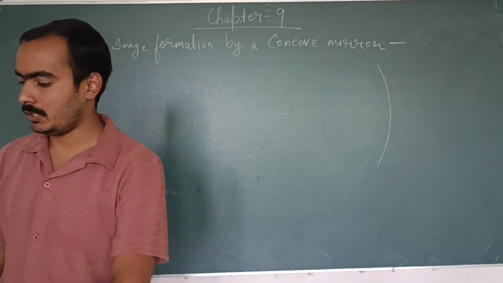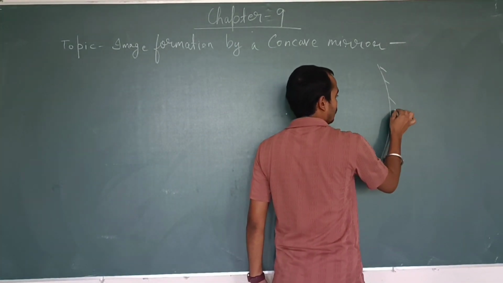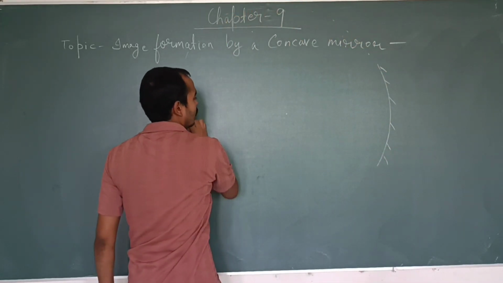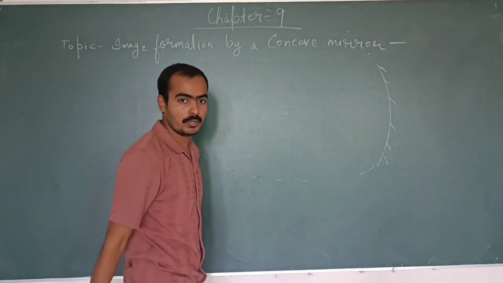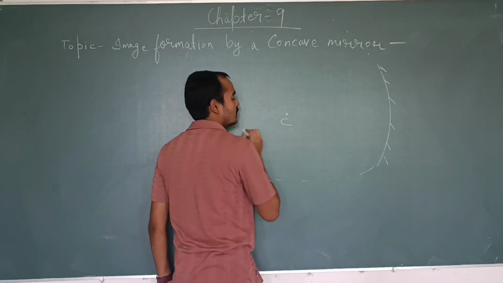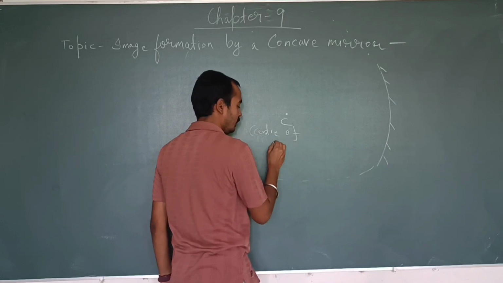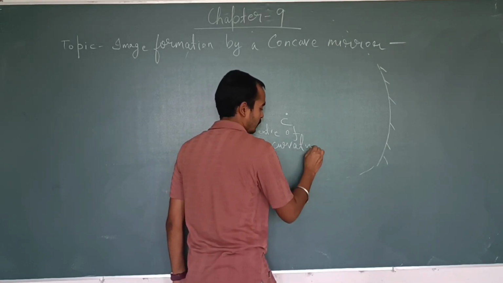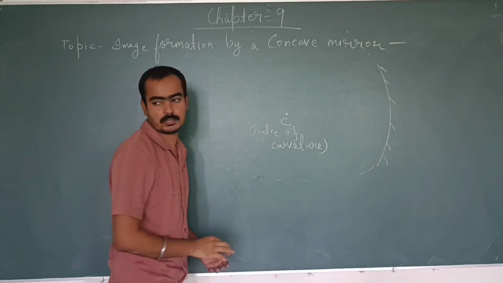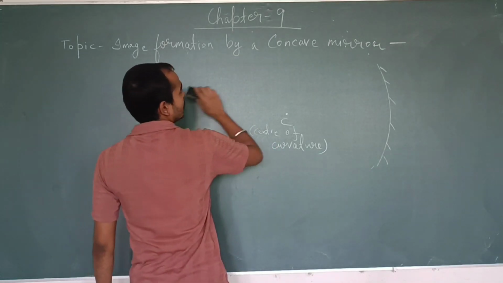Now, as I explained about the concave mirror, a concave mirror is a part of a sphere. So that sphere would have a center. That center we represent by C and it is called the center of curvature. It means this is the center of this concave mirror. We call it the center of curvature.